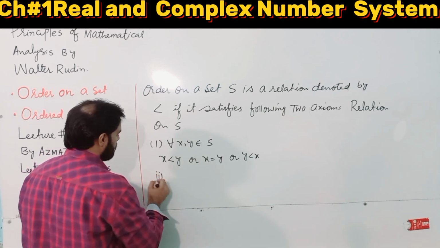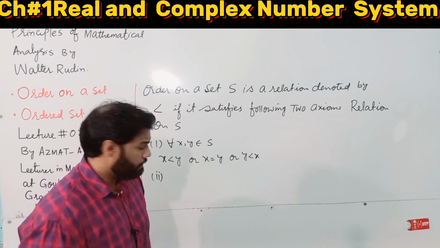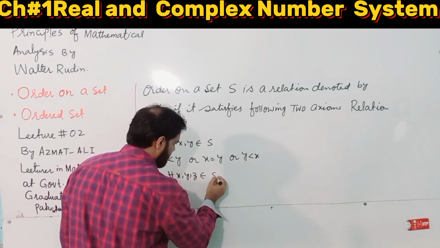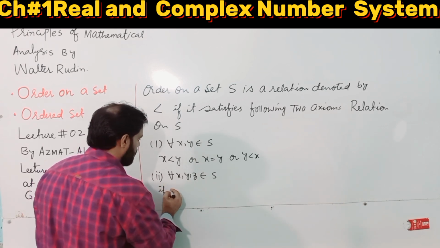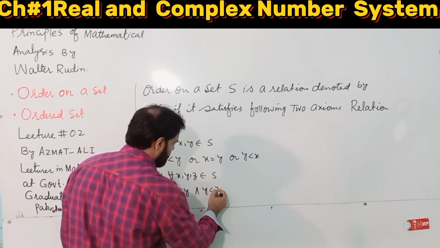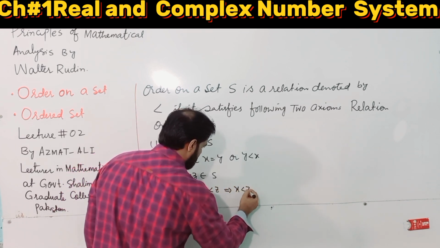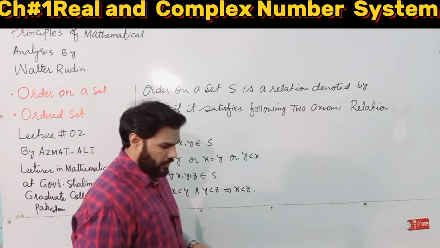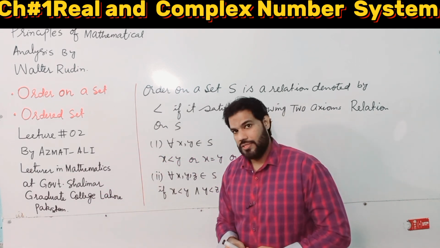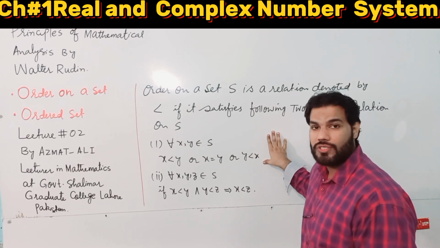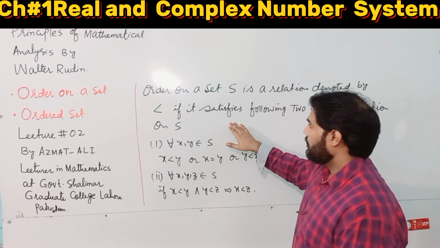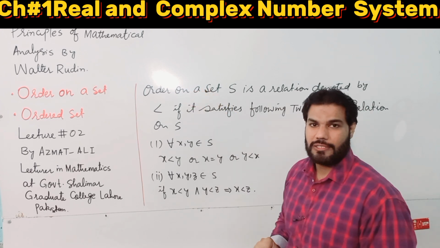The second axiom is the transitive property: for all x, y, z belonging to S, if x is less than y and y is less than z, this implies x is less than z. So if a relation less than sign satisfies these two axioms, then we say that this less than sign, which is a relation, is called an order on a set.